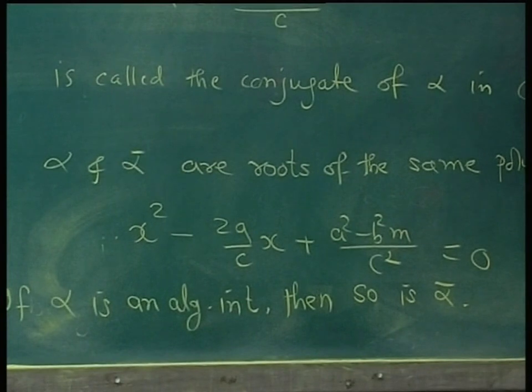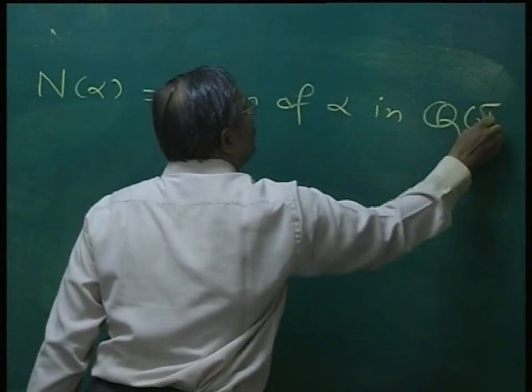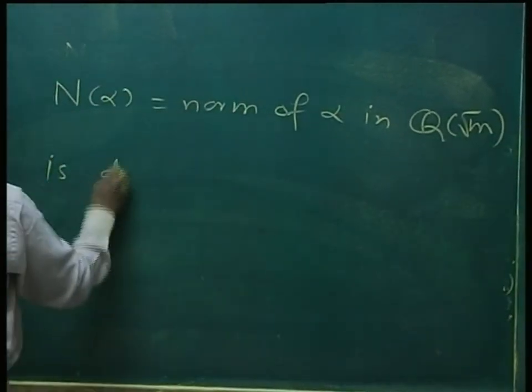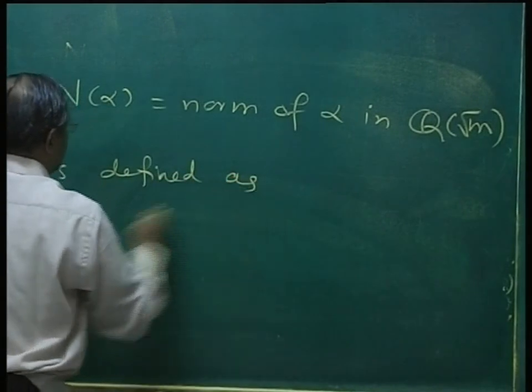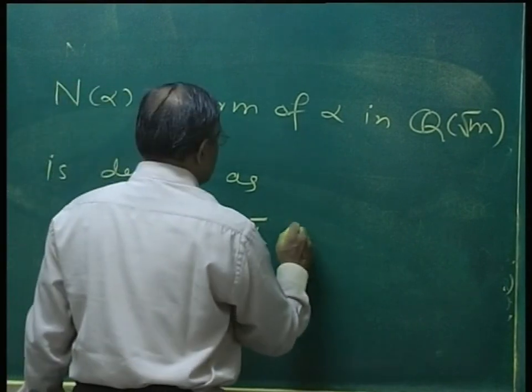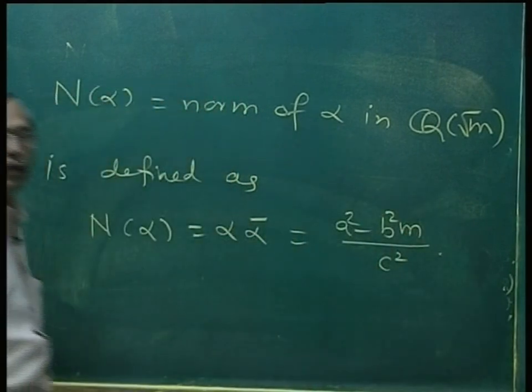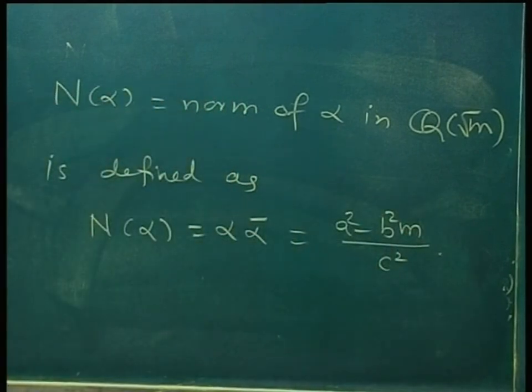And the norm of alpha in Q root m is defined as alpha into alpha bar. So norm of alpha equal to alpha into alpha bar, and that is a square minus b square m divided by c square. So the properties of the norm we shall see in the next lecture.